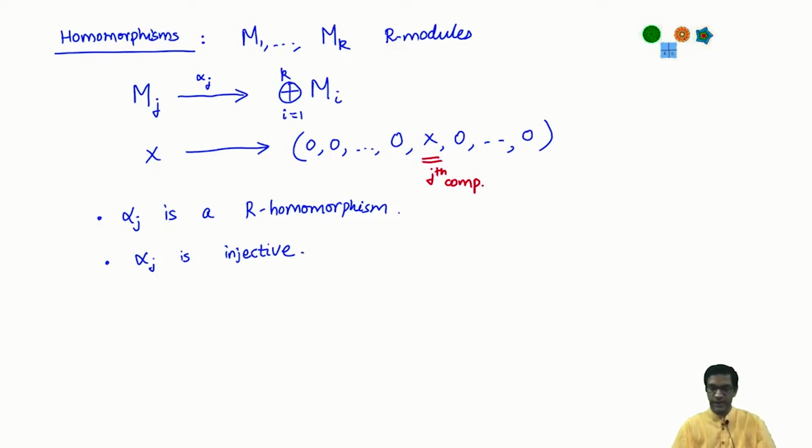Okay, so it's clearly an injective map, and so if you look at the image of alpha j, so consider the image of alpha j. What's the image? Well, one way of saying it is you just take all tuples, which can be written like this: 0 cross 0 in all the components, and in the jth component alone, I take the whole module Mj.